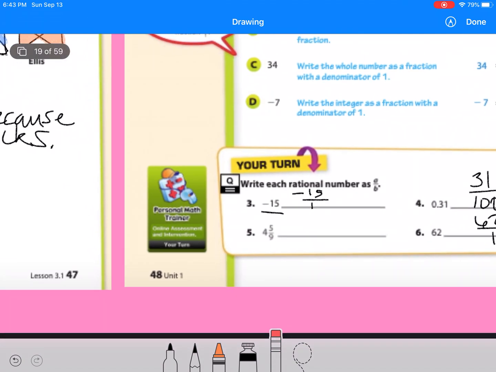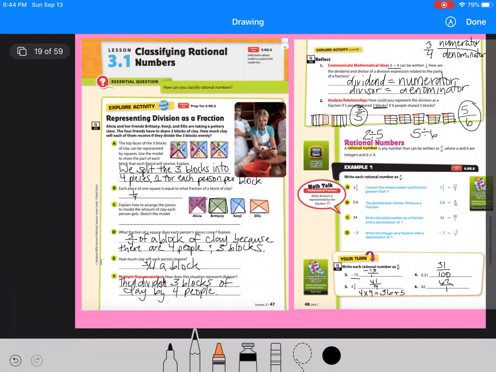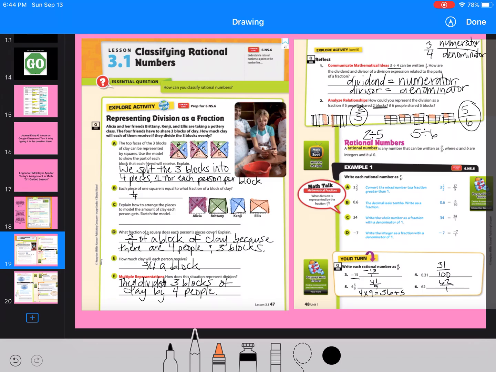And then our favorite, changing a mixed number to an improper fraction. We take our whole number 4 times our denominator. 4 times 9 is 36 plus our numerator, which is 5, is 41, and you keep your denominator the same, 41/9. That's how we got that portion of the homework.